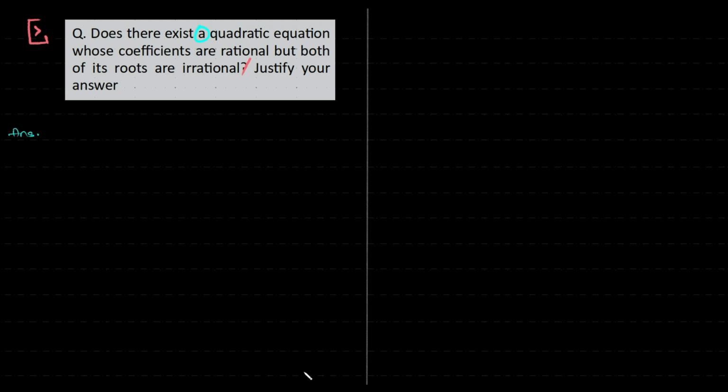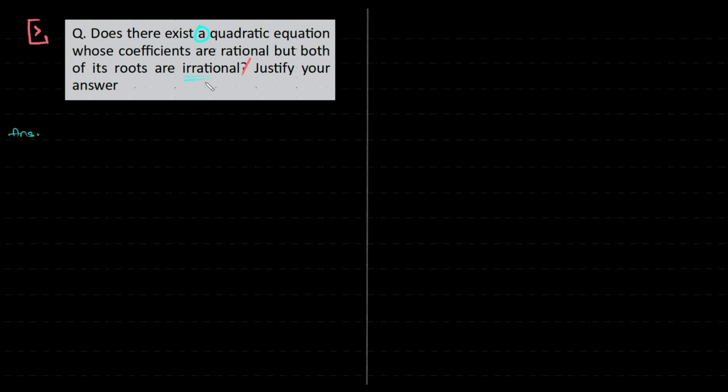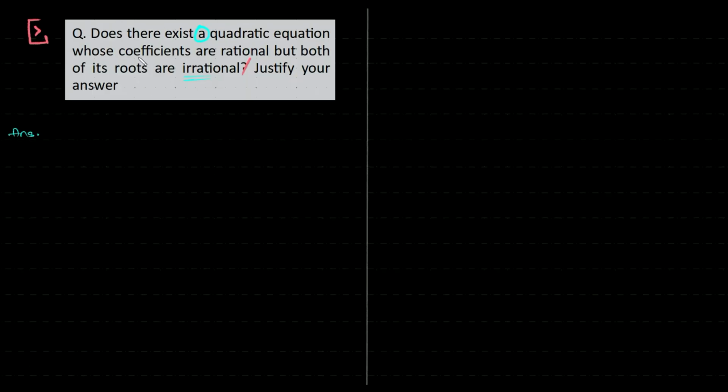This is something that I have to think on in a rough manner, so I'll make the rough work somewhere else. So we want the roots to be what? Irrational, while the coefficients are rational. Okay, means we have a, b and c to be rational. Please look at the question: whose coefficients are rational but both the roots are irrational, right? So we can take alpha to be say root 2 and beta to be say root of 8.